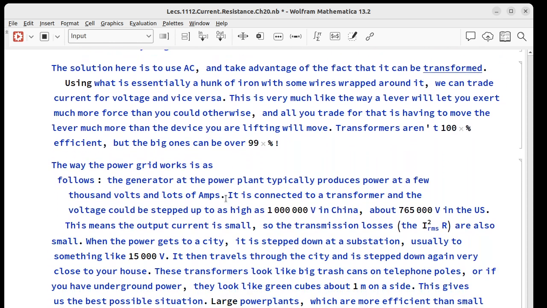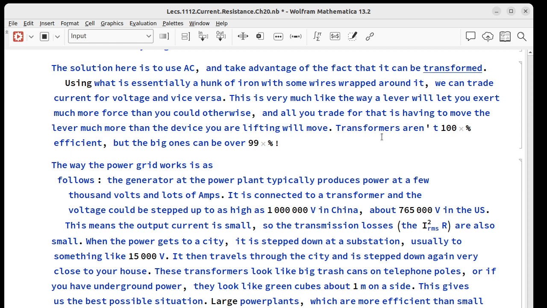So our solution is we use AC and the fact that it can be transformed. This is practically magic. We have a hunk of iron, we wrap some wires around it, and we can make current go up while voltage goes down, and vice versa. This is a lot like an electrical version of a lever. A lever will let you exert way more force than you could otherwise, but what you trade for that is you have to move the lever a lot more than the device that you're trying to lift will move. Same as jacking up a car.